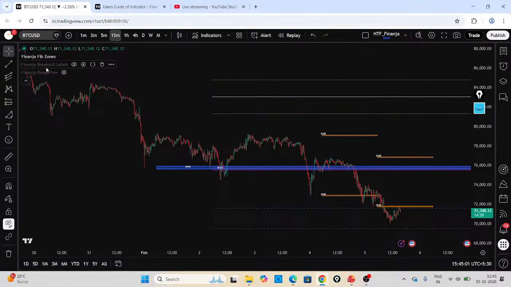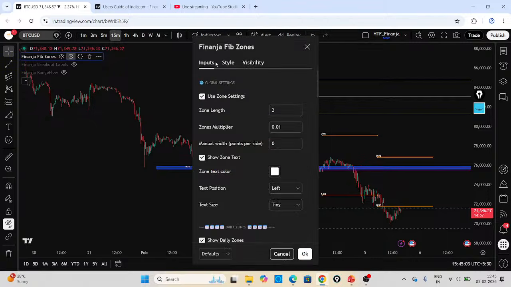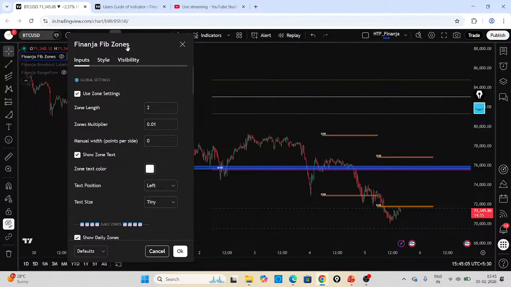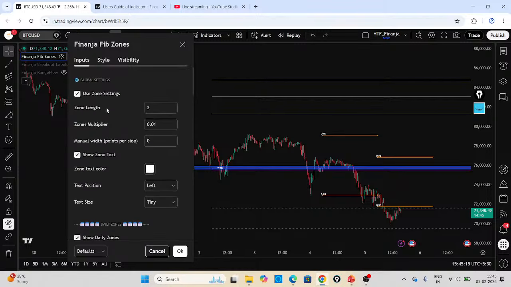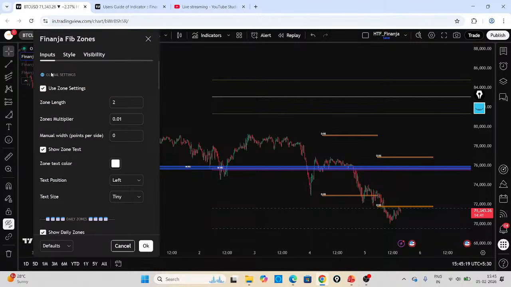I'll switch off this one, and first of all, let's understand what these Finanja Fib Zones are. What are the cosmetic settings there to control them, and how exactly they are useful for the users. Basically these are the zone settings. This is the first global setting, I can say. So just keep it as it is.